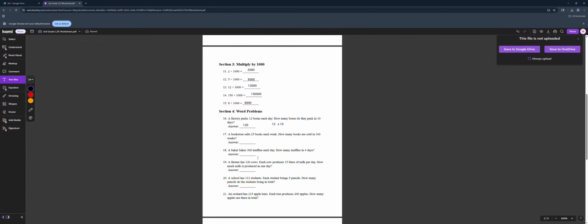Number 17, a bookstore sells 25 books each week. And how many books are sold in 100 weeks? This is a 25 times 100 problem. And for multiplying by 100, you could just put 2 zeros in front of the number. So you have 25, and then just put 2 zeros in front to get 2,500.